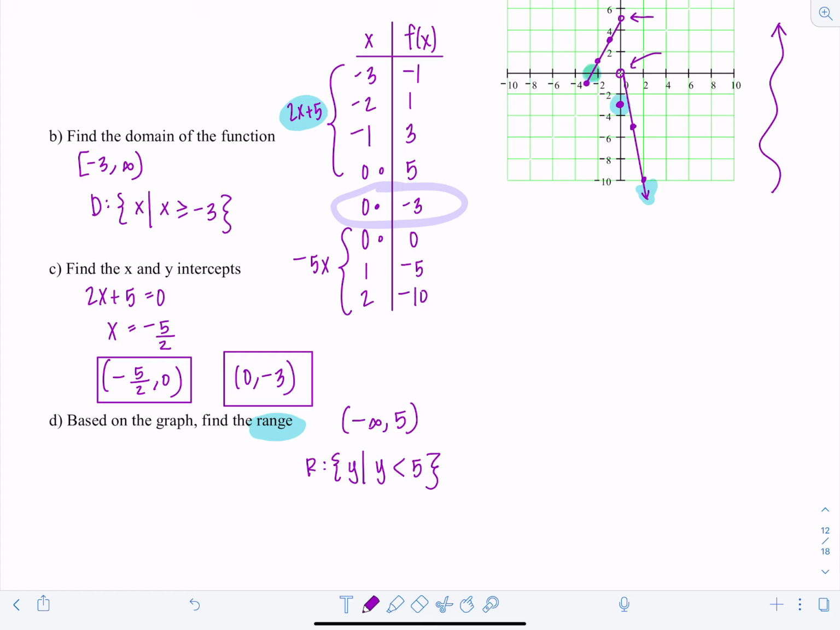And then stay tuned because in the next video we're going to work on transformations. So make sure you memorize all the key points on those parent functions. That way you can keep up with all the fun.